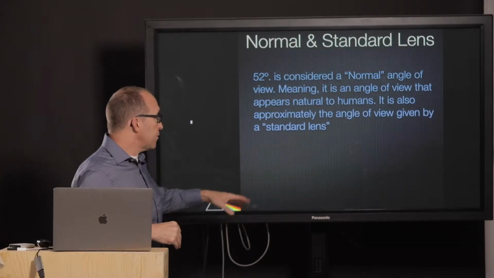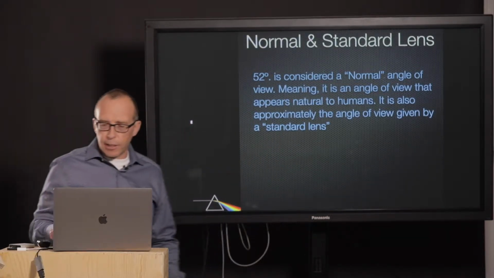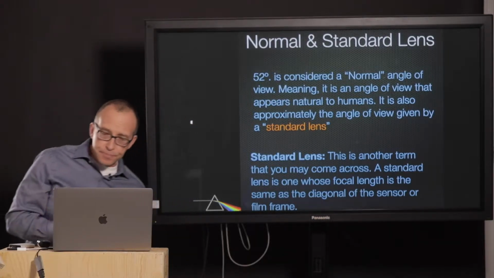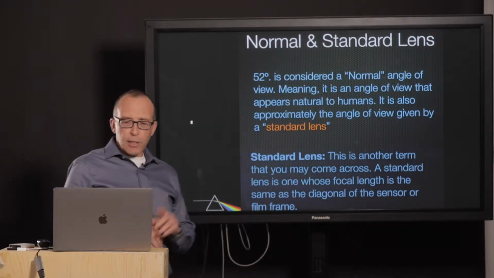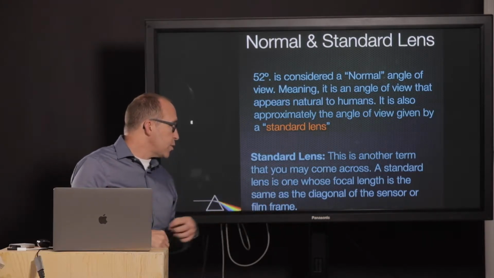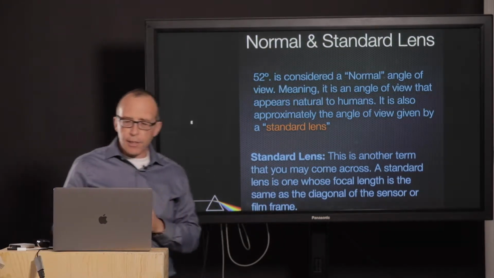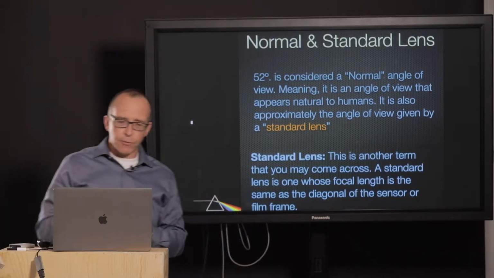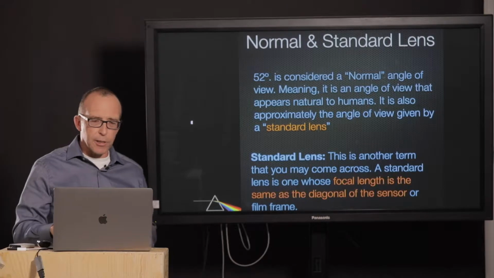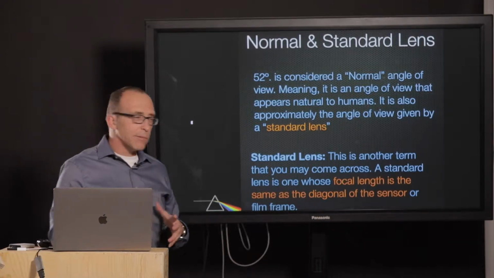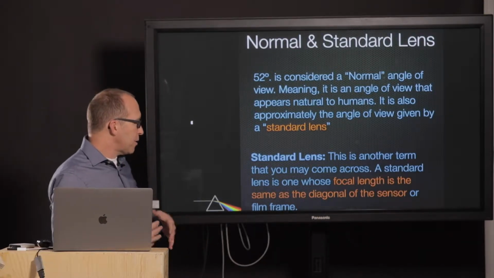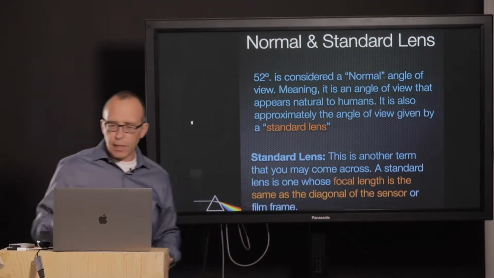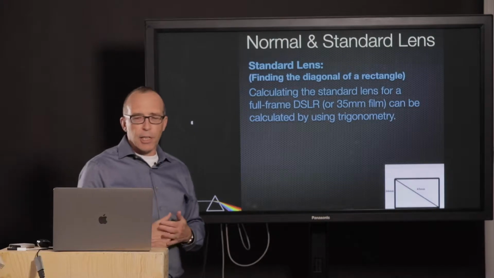It's also the angle of view that you would typically get from what they call a standard lens. So what do we mean by standard lens? A standard lens is one whose focal length is the diagonal of the sensor frame, or the film frame, if you want to think back in the film days. Lots of words there. Focal length is the same as the diagonal of the sensor. So probably a good idea to have a diagram.